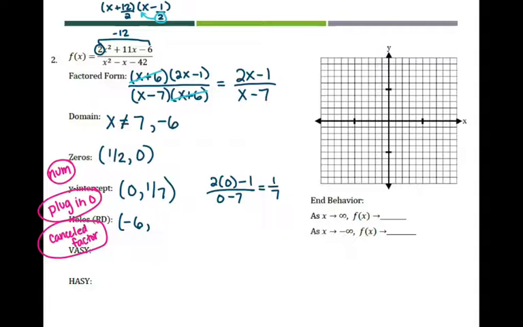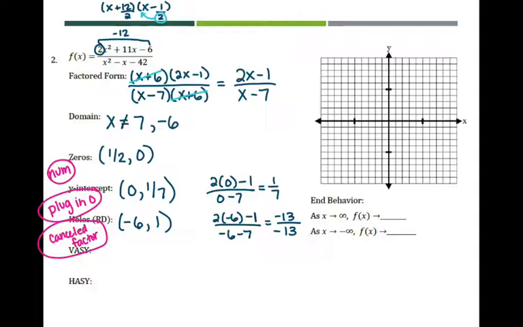And to find the y-coordinate of that hole, that is going to be when you plug in the x-coordinate into your leftover. So I have 2 times negative 6 minus 1 over negative 6 minus 7. That gives me negative 12 minus 1, negative 13 over negative 13, which is positive 1. So we have a hole at negative 6, comma 1.